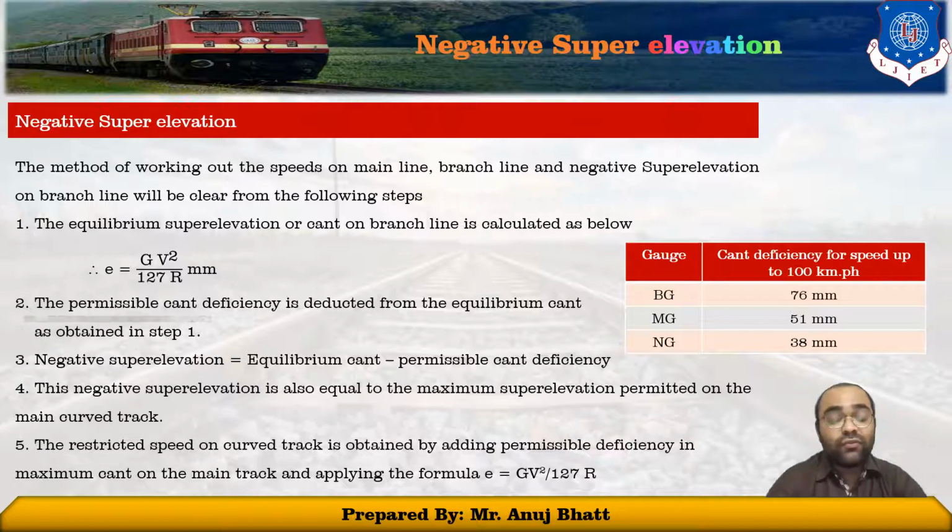And then we have to find out the speed on the curved track by using the formula E equals GV squared upon 127 R. So from here we can get the value of V. This is how we can work out the speed on the main lines. Okay, so this was about the negative superelevation. Now let's see an example which is based on the negative superelevation.